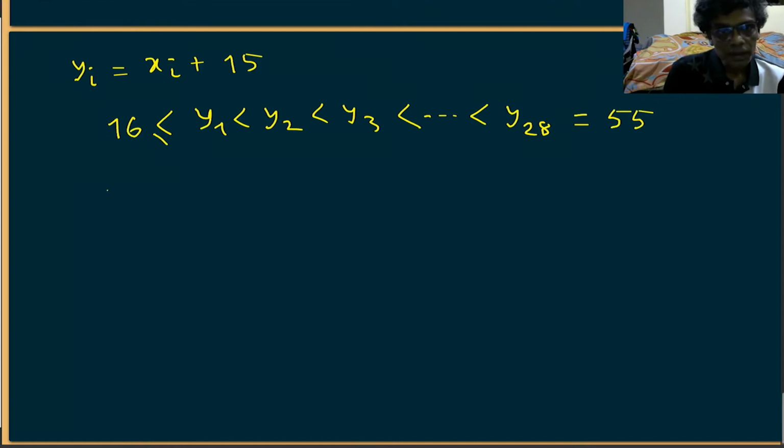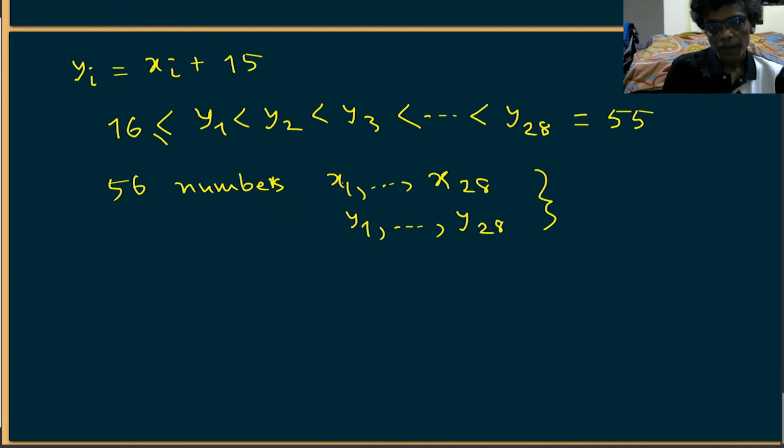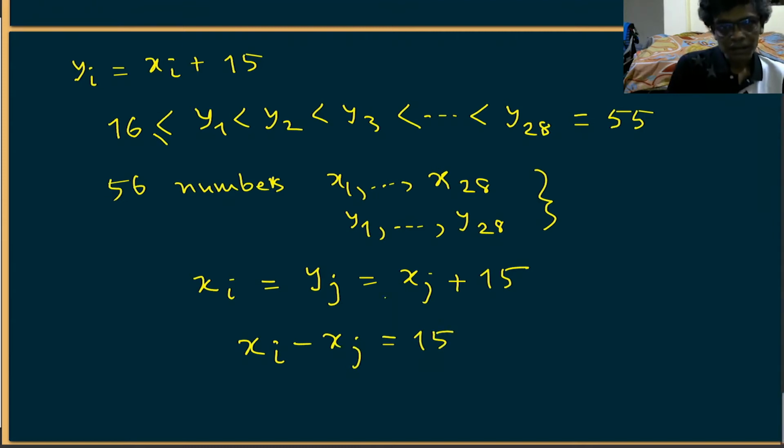Now I consider 56 numbers: x1 through x28 and y1 through y28. So there are 56 numbers together. So by the Pigeonhole principle, there must be a repetition. But this repetition cannot happen among the xi's because it's a strictly increasing sequence. Likewise, the repetition cannot happen in the y series because it's again a strictly increasing sequence. So it must be that xi is equal to yj. But yj is nothing but xj plus 15. So this implies that xi minus xj equals 15. Okay. That's it.